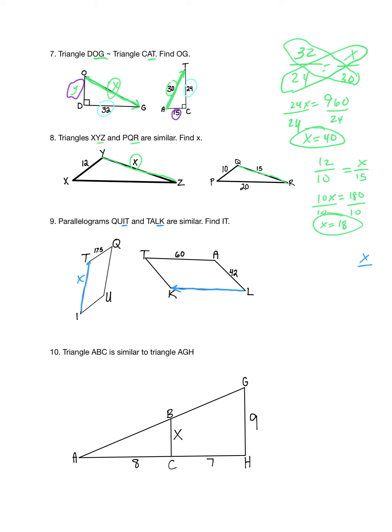So a parallelogram, we know opposite sides are going to be the same. All right, so it's going to be 60 as well. So X over 60 is going to be equal to 17.5 over 42. Okay. Because we'll just highlight this real quick. T back to Q is the same as K back to T, which would be 42 here. Okay.